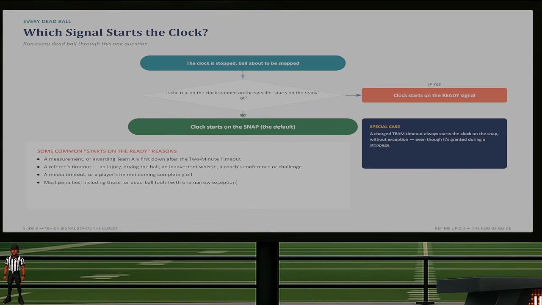And here are some common starts-on-the-ready reasons. A measurement or awarding Team A a first down after the 2-minute timeout. A referee's timeout, an injury, drying the ball, an inadvertent whistle, a coach's conference or challenge. A media timeout or a player's helmet coming completely off. And most penalties, including those for dead ball fouls, with one narrow exception.